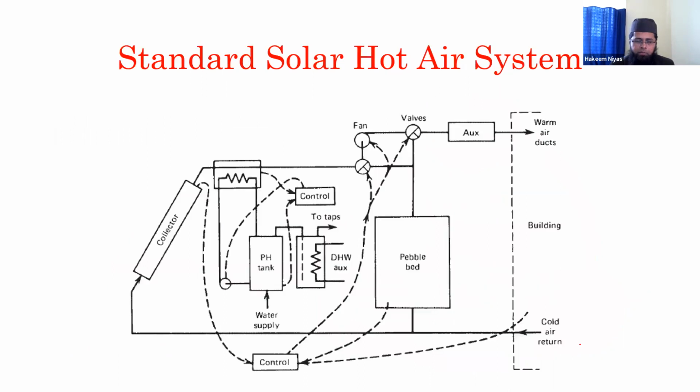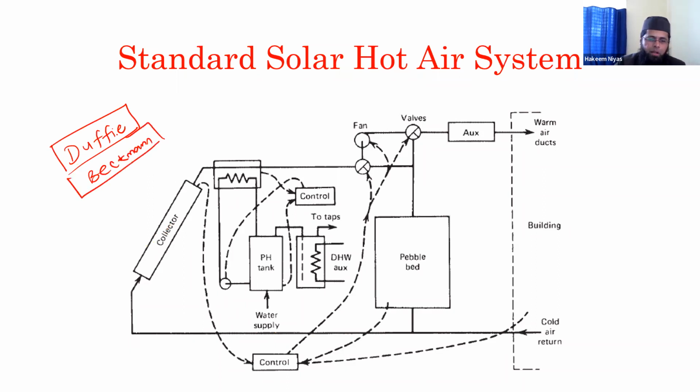Let me explain a very standard solar hot air system. The ultimate aim is to heat the air. In winter the heating cost is predominant, so how do we cut that? We can use solar. The cold air from the room is sent to the collector. This picture is taken from Duffie and Beckman, a famous book on solar engineering of thermal processes. The air gets heated in the collector.